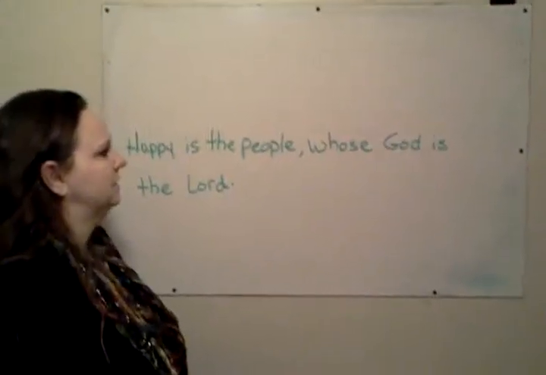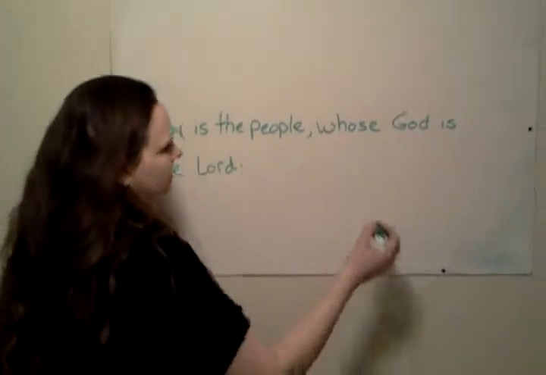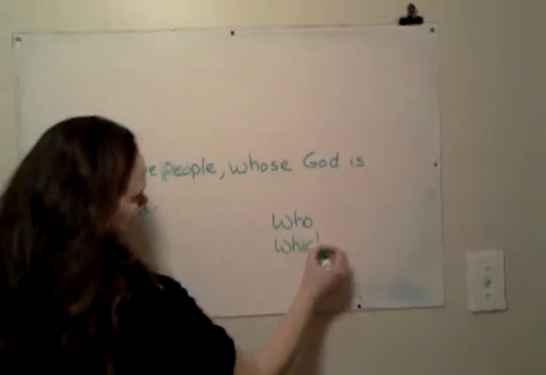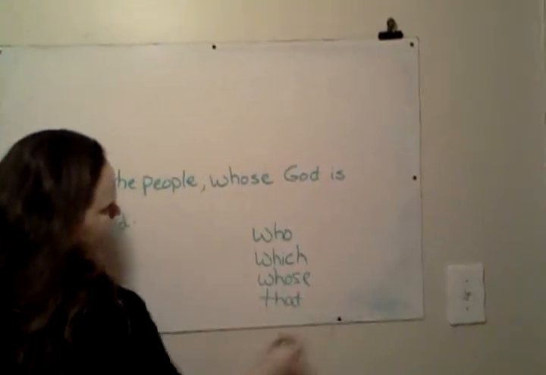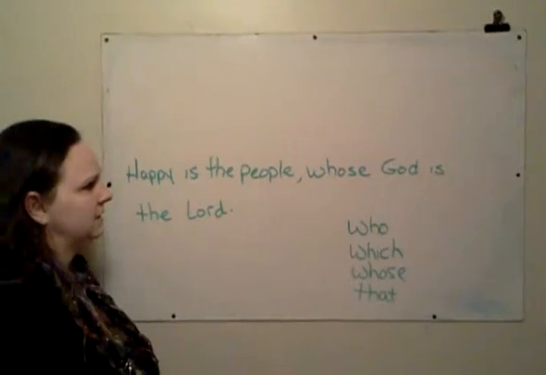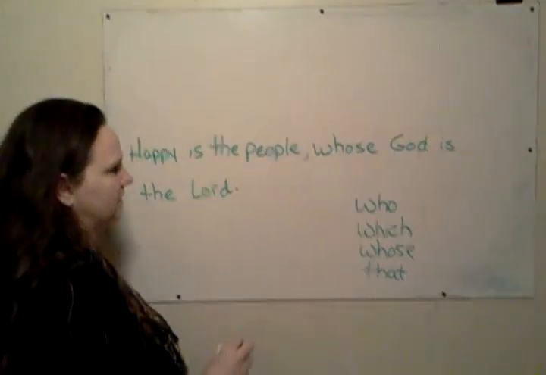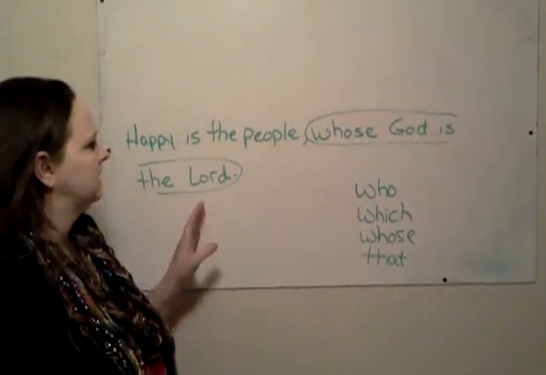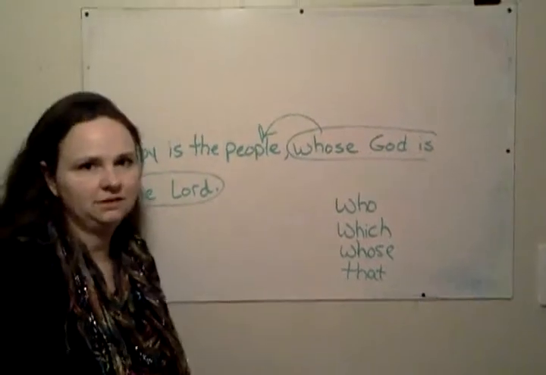Okay, adjective clauses start out with words like this, which are called relatives. Words like who, which, whose, that. Like in this one, whose God is the Lord. Whose is a relative adjective, and it's starting out this dependent clause, whose God is the Lord. This entire clause right here is doing an adjective job in this sentence because it's telling you about people. Which people? The people whose God is the Lord.